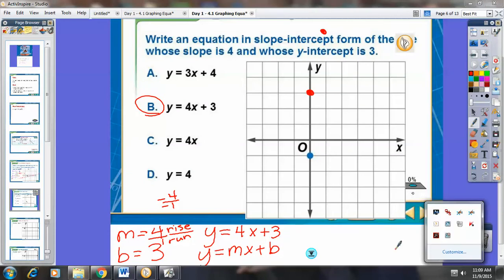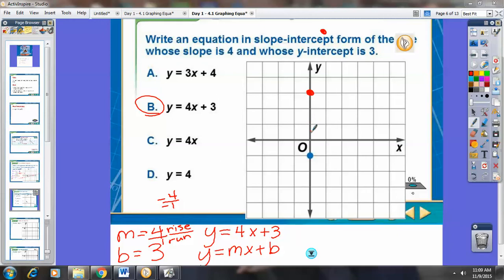So let's plot negative 4 over negative 1 now. We're going to go down 4, 1, 2, 3, 4, and left 1. Just a reminder, you need a minimum of 3 points. So as many as you need, but a minimum of 3.